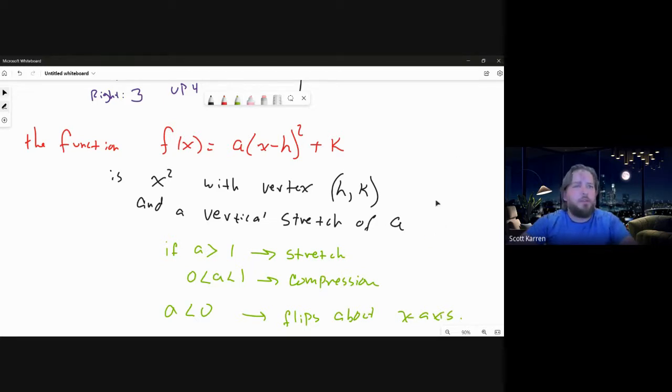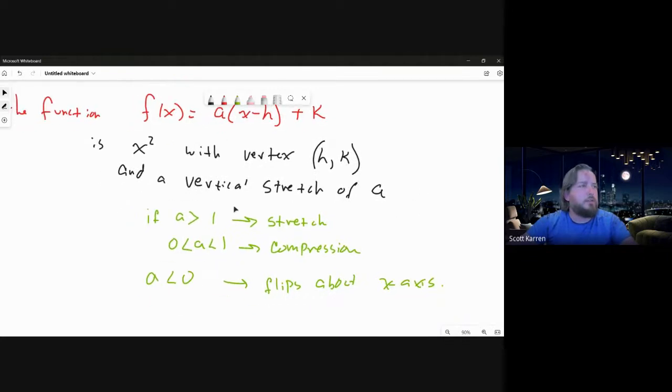There's a couple of other things that we need to know here. We would also say that the line x equals h is the axis of symmetry.